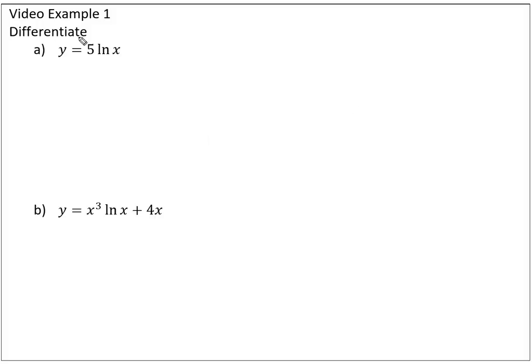For our first video example, it says to differentiate the following functions. So we're given y is equal to 5 ln of x. Notice that the 5 is a constant, and so we can apply the constant multiplier rule. I'm just going to take the derivative of ln of x. So we're going to write dy dx, and we're going to leave the constant multiplier there, and the derivative of ln of x is 1 over x. So let's simplify that to be 5 over x.